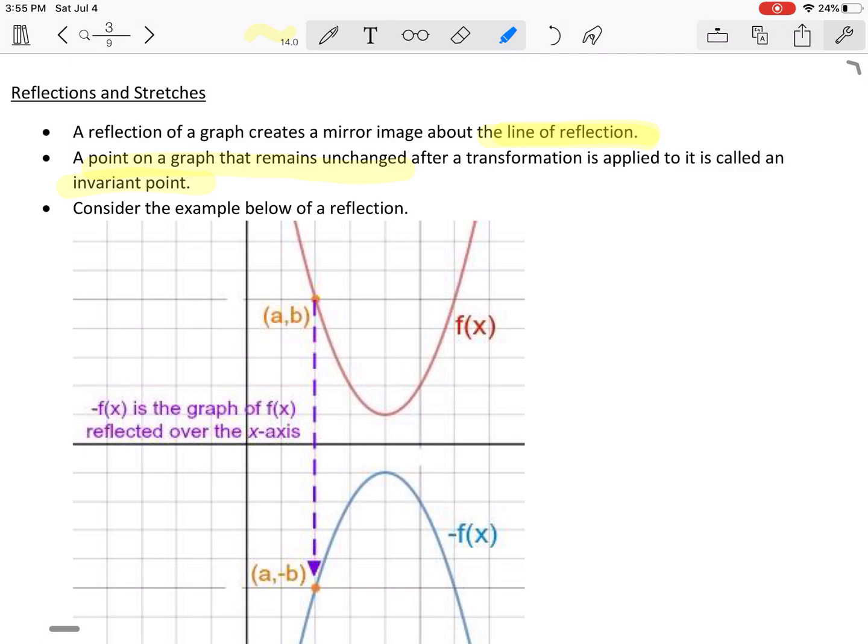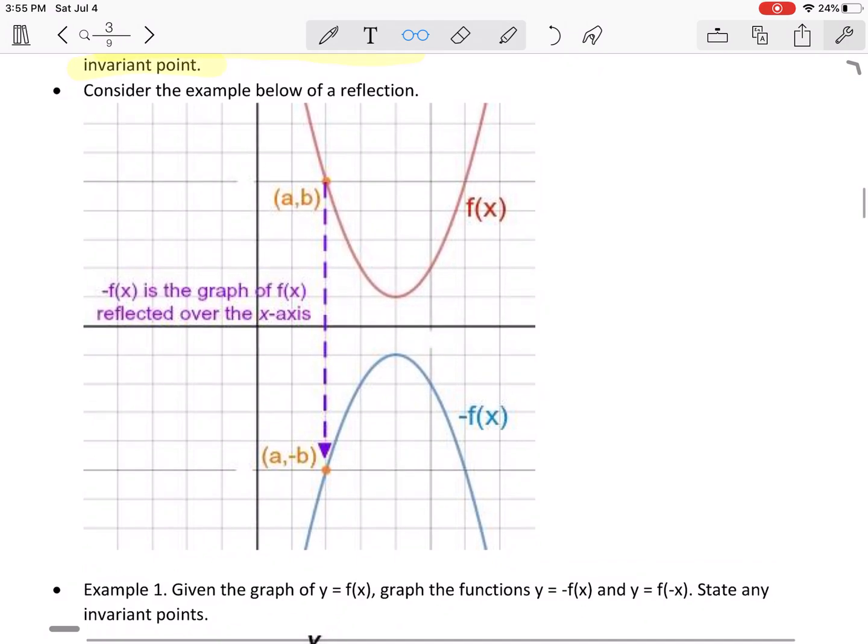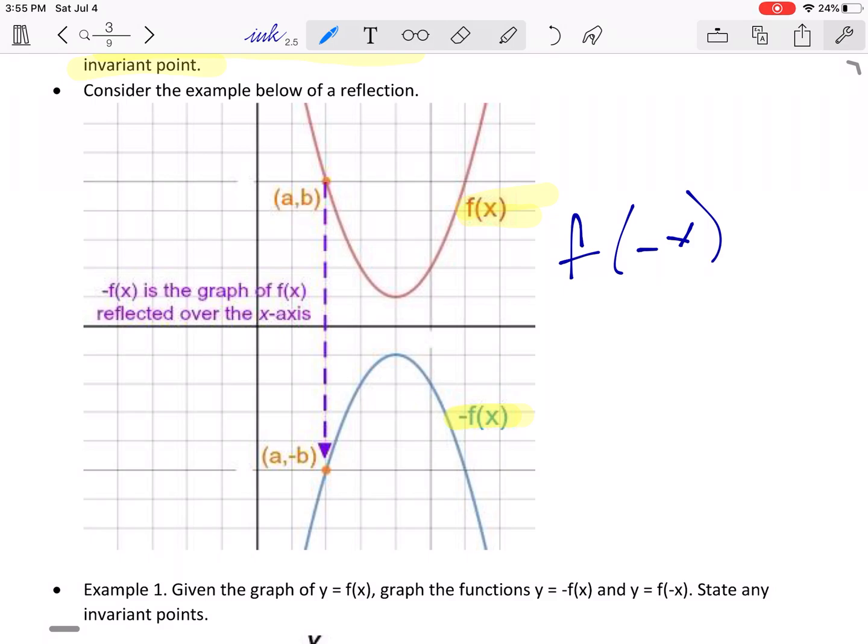Like this first one here, there is no invariant point. What we have here is the original function f(x), and here is what we call negative f(x). This is reflected along the x-axis. Notice how the negative is in front of the function. The other option is where you have the negative placed inside, going with the x. So here, instead of being reflected along the x-axis, this is going to be reflected on the y-axis.